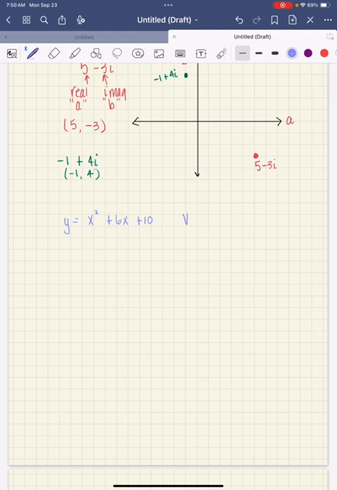So to graph this, if I wanted to find the vertex, you're going to start with the x coordinate is the opposite of b over 2a. You don't have to, but I think you'll make fewer mistakes if you label what a, b, and c are. So in this problem, the x coordinate of the vertex is equal to negative 6 over 2 times 1, which is negative 3.